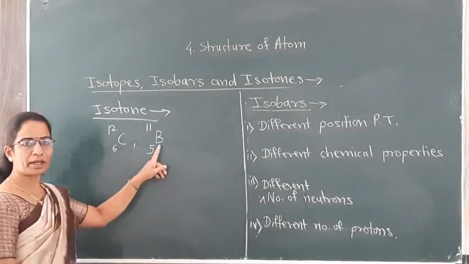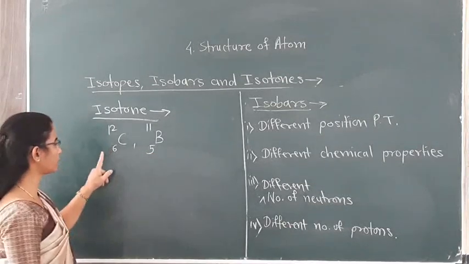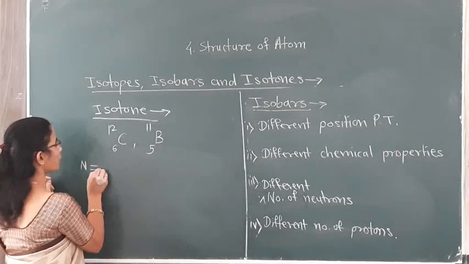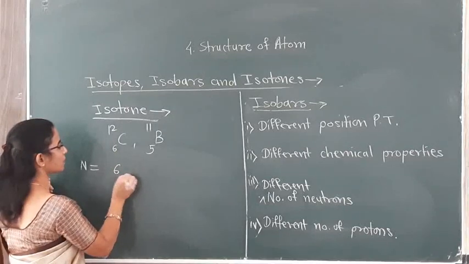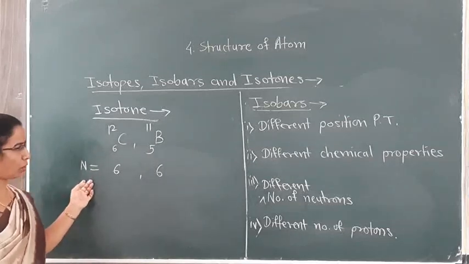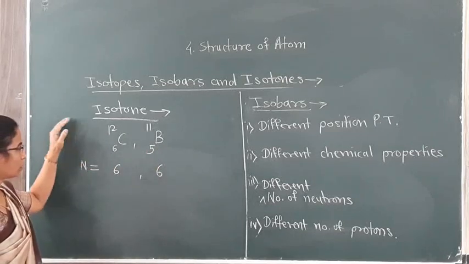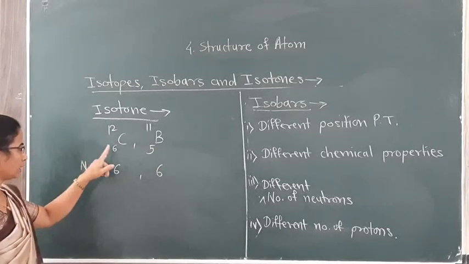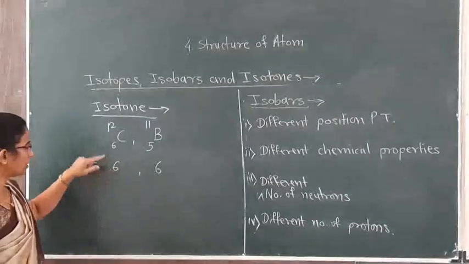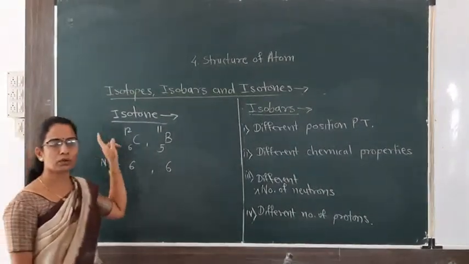Here these are different atoms. They are having different number of protons. Their atomic number is different. Their mass number is also different. But count the number of neutrons present in them. Here carbon will possess 6 neutrons, while this boron will also possess 6 neutrons. So these are the isotones of each other. So how will you define the isotones? The different atoms of different elements having the same number of neutrons, that are called as isotones.